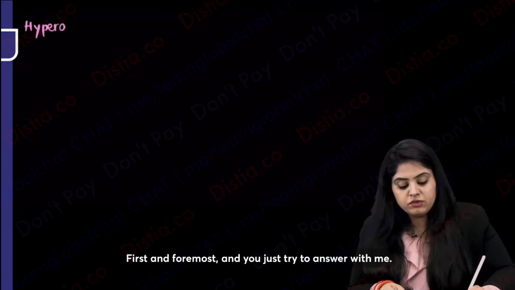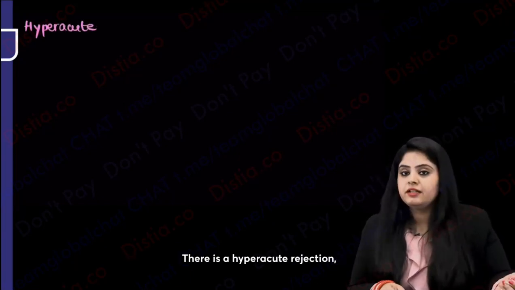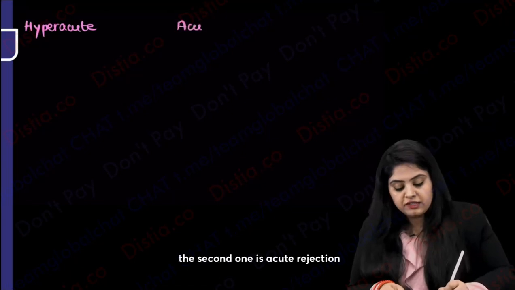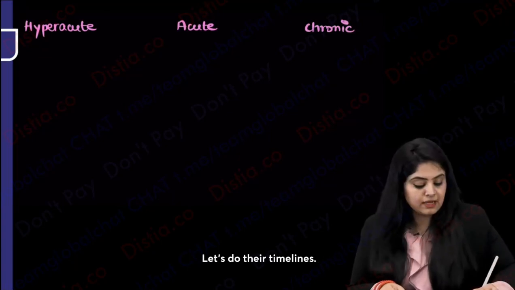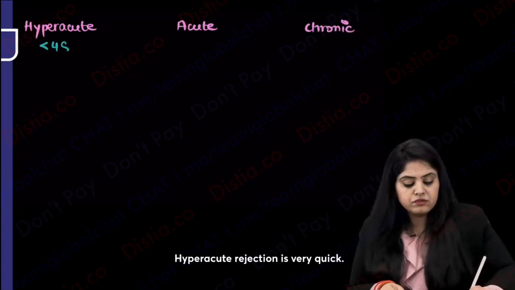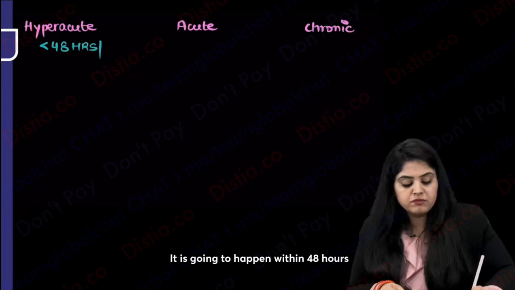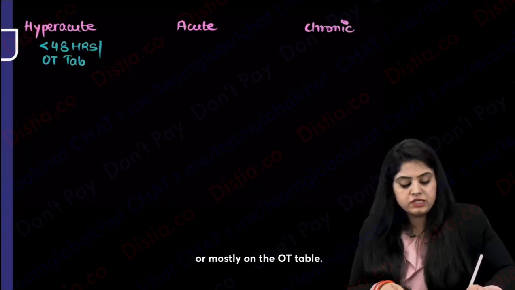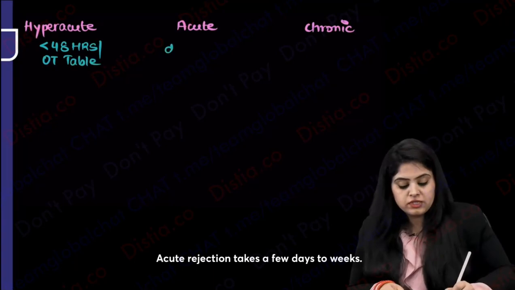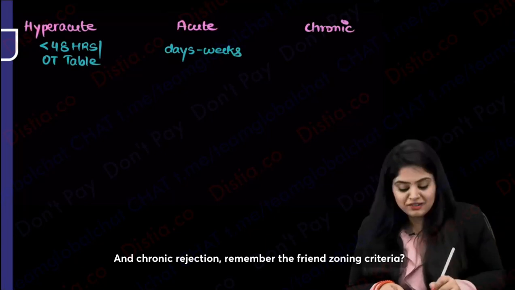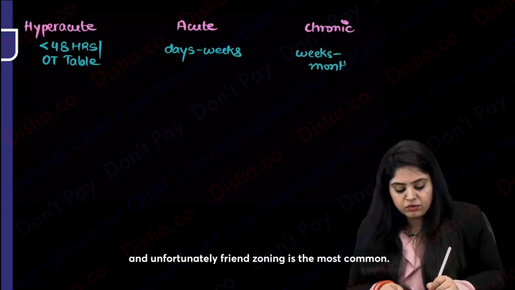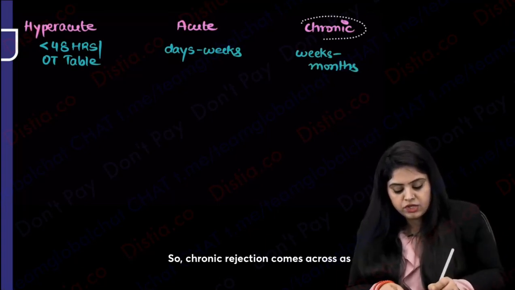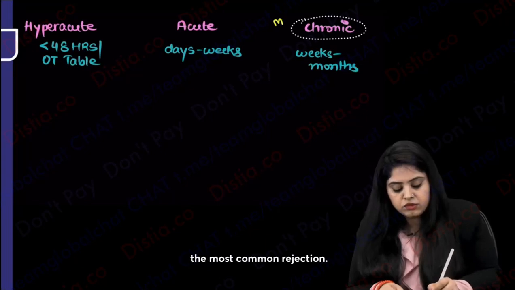First and foremost, and with this try to answer with me, there is hyperacute rejection, the second one is acute rejection, and the third one is chronic rejection. Let's do their timelines. Hyperacute rejection is very, very quick. It is going to happen within 48 hours or mostly on the OT table. Acute rejection takes a few days to weeks. And chronic rejection, remember the friend zoning criteria? That was weeks to months, and unfortunately friend zoning is the most common. So chronic rejection comes across as the most common rejection.